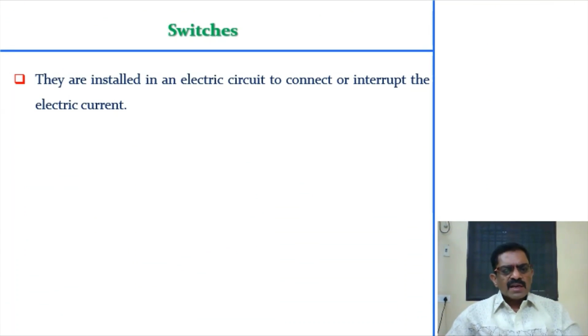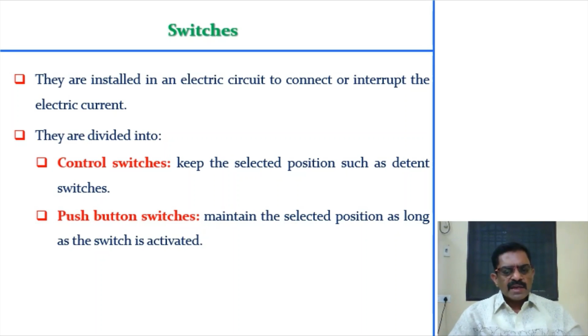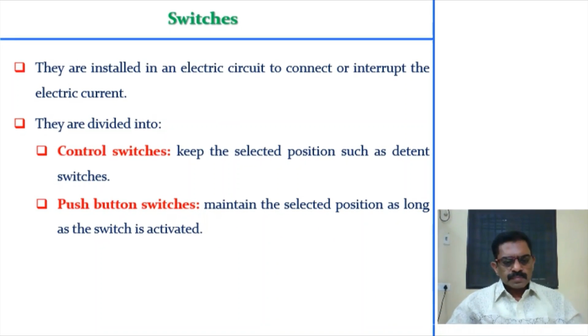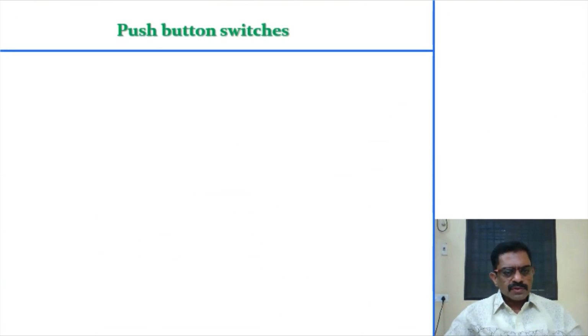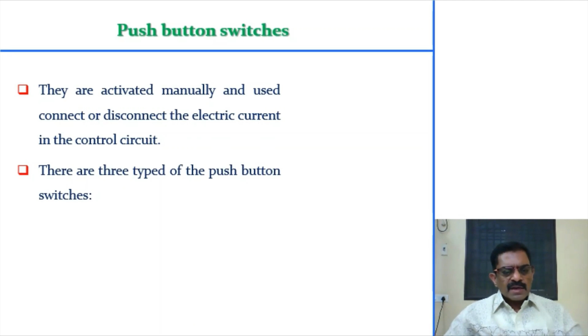Switches are installed in an electric circuit to connect or interrupt the electric current. They are divided into control switches, which keep the selected position, such as detent switches, and push button switches, which maintain the selected position only as long as the switch is activated. Push button switches are activated manually and used to connect or disconnect the electric current in the control unit. There are three types.